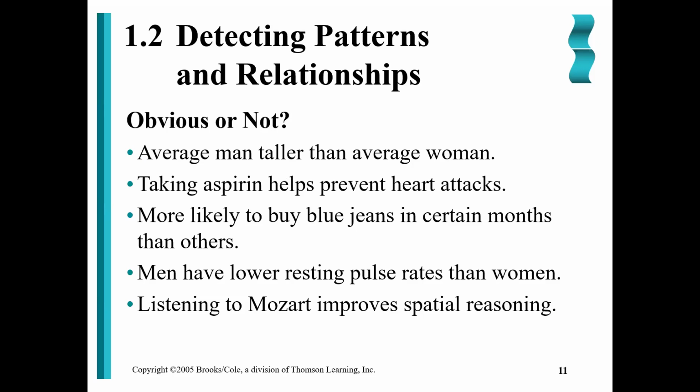So what are the types of questions that we can ask? Well, things that can be quantifiable, basically, things that we can measure. Like, for example, is the average man taller than the average woman? Does taking aspirin prevent heart attacks? All right. Is it more likely that someone will buy blue jeans in a certain month than other months? All right, you get the idea? It's just basically something that can be quantified. And if we have a hypothesis, we can try to test it.